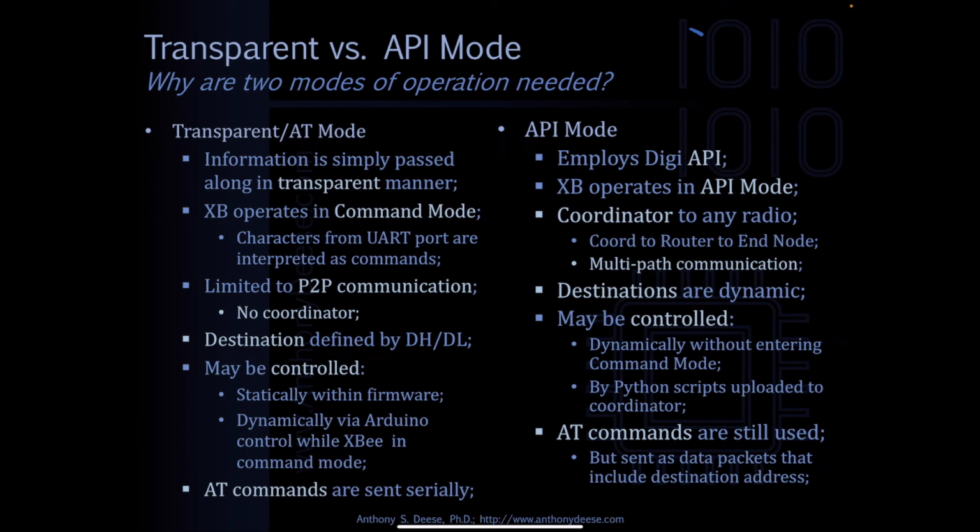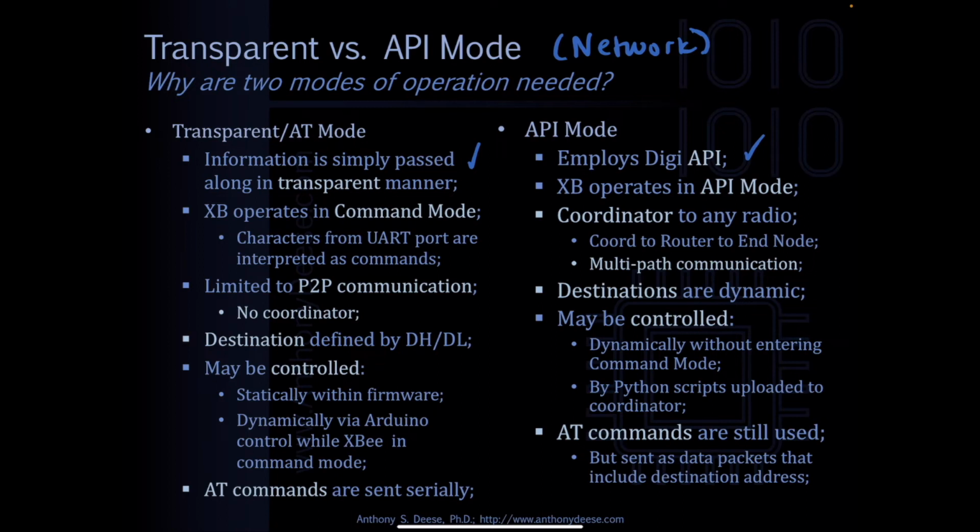Next, let's switch gears for a second. Let's talk about the transparent or AT network mode versus the API network mode. I do want to make the differentiation right here that this is a network mode. Now, why do we need two modes of operation? AT mode is discussed on the left, API mode is discussed on the right. In AT mode, information is simply passed along in a transparent manner by the radio to whatever the destination is. In API mode, this type of behavior, meaning the destinations and how data is treated, is going to be defined by a Python script one develops using the Digi API.